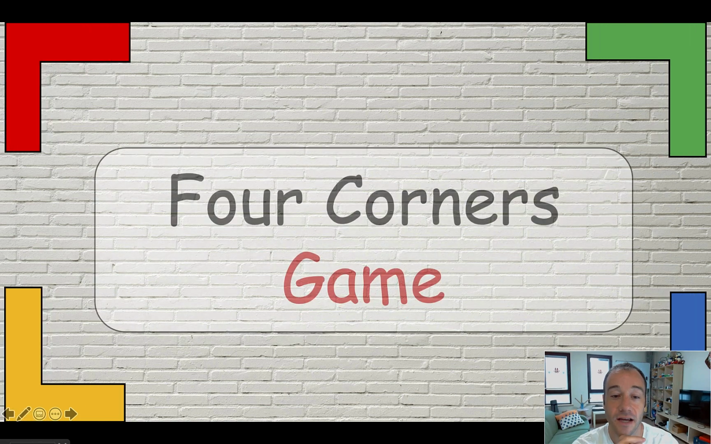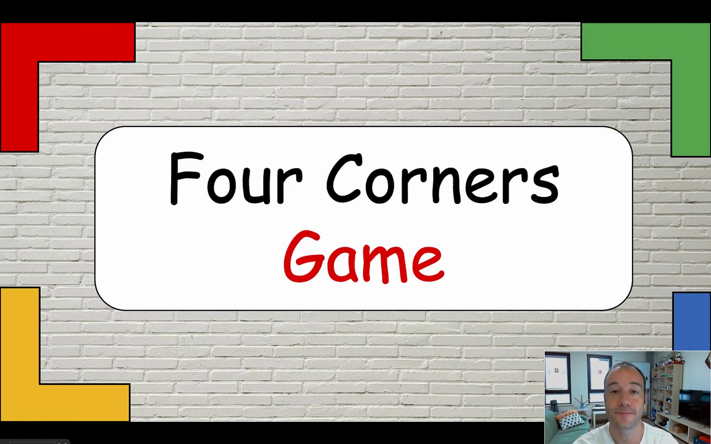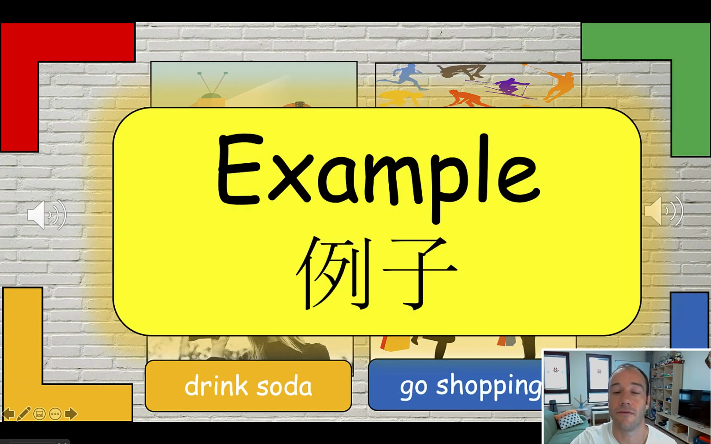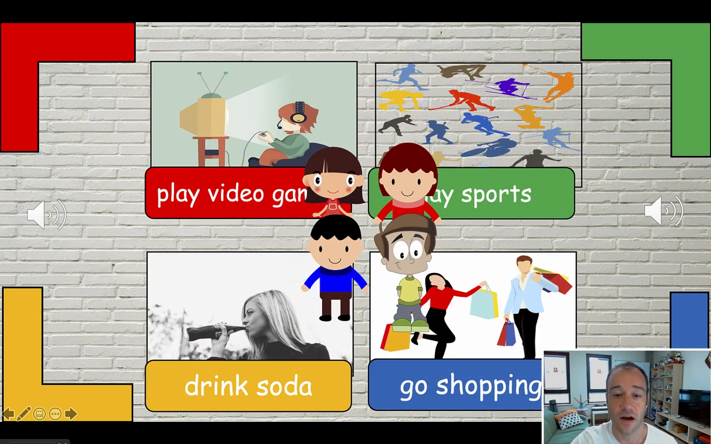Okay, so the next game is the 4 corners game. The 4 corners game is the same game as I had in the original adverbs of frequency lesson. It's just a great game for large classes. The kids absolutely love it. Here's the example. You can see how it works.